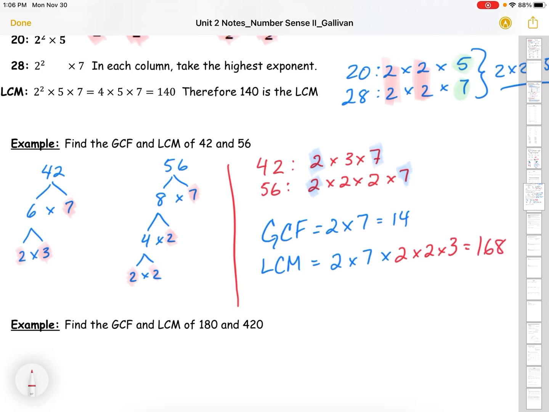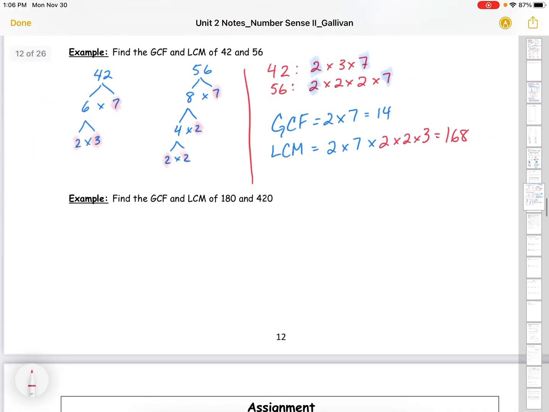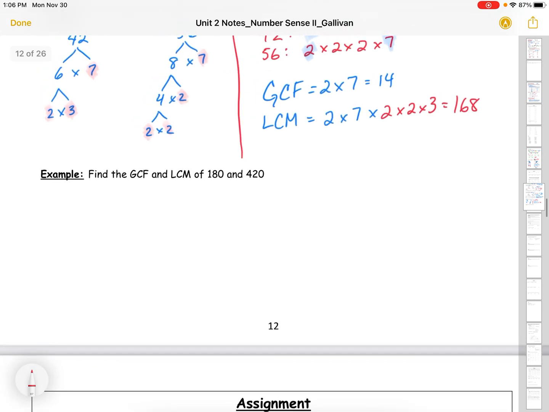Let's just double check that. Okay. 2 times 7 times 2 times 2 times 3, 168. Okay. So you can use the same work for both of those, and let it help you kind of sort out your LCM and GCF.